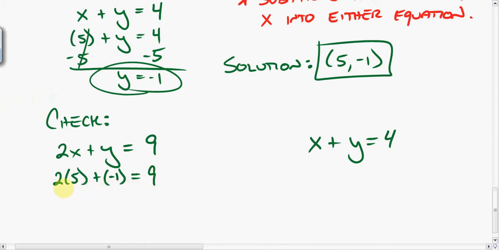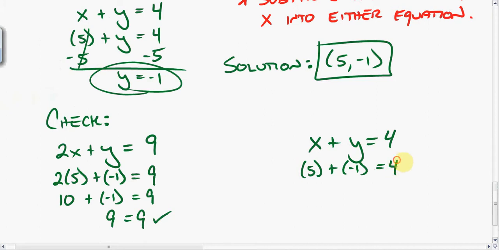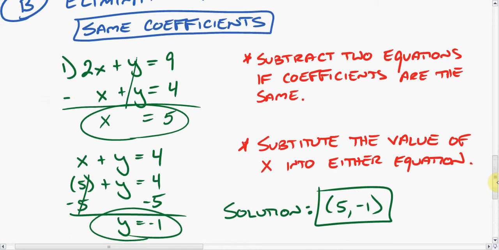Evaluate the left-hand side: 2 times 5 is 10, plus negative 1, drop down the 9. 10 plus negative 1 is 9. So we see 9 equals 9, and that checks. Now the second equation: plug in 5 for x, negative 1 for y, drop down the 4. 5 plus negative 1 is 4, 4 equals 4, and it checks. So we know we've done it correctly. That was when you had the same coefficients.